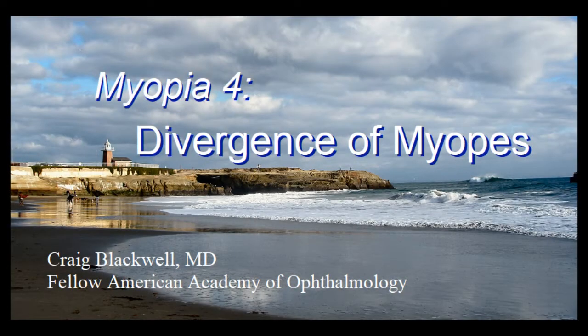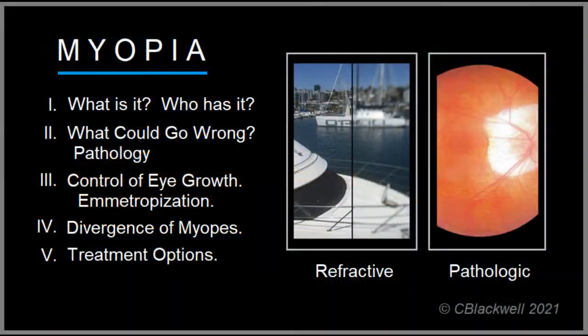This is video number 4 in our series about myopia. In this one, we discuss how, for some people, eye growth diverges into myopia. In earlier videos, we have discussed what myopia is, both in terms of the well-known blurry distance vision and the less well-known risks it poses for eye health.